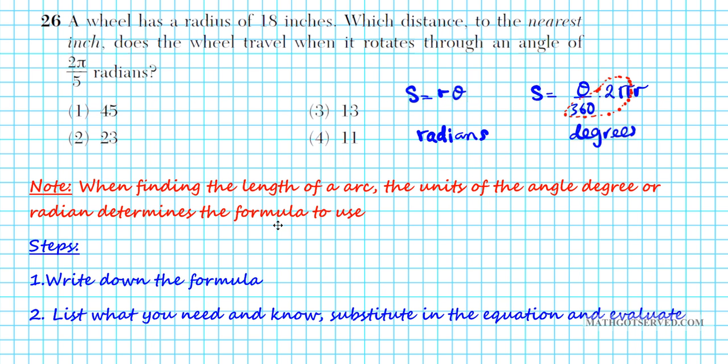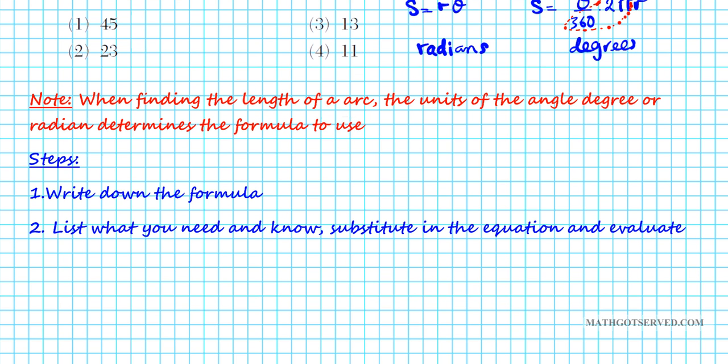All right. Okay, so the steps for this problem are as follows. Firstly, we will write down the formula, determine the right one to use, and then we'll list what we need and what we know, plug it into the formula, and then determine what we need. All right, so let's go ahead and start with the first step. Step number 1, write down the formula for the length of an arc. Okay, length of an arc, since we're dealing with a radian measure here, we're going to use the formula S is equal to r theta.